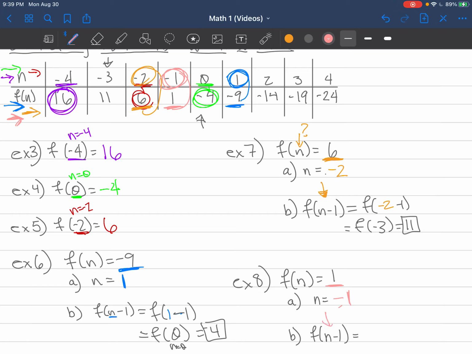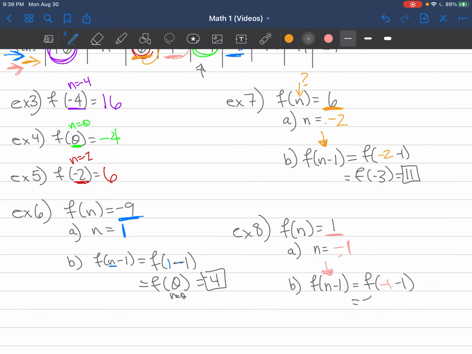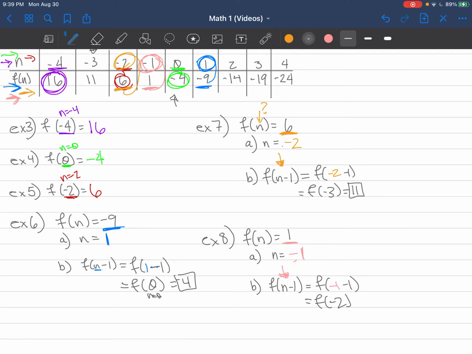We now know n is negative 1, so let's replace it in f of n minus 1. So now we have f of negative 1 minus 1. F of negative 1 minus 1 gives us f of negative 2. F of negative 2, looking at my table, is this guy right here, 6. Okay.